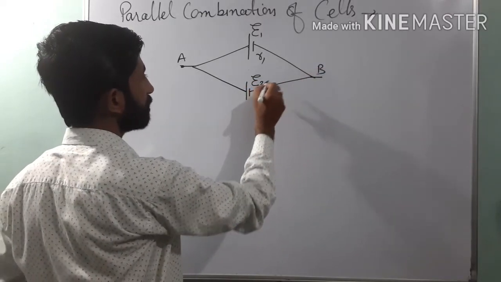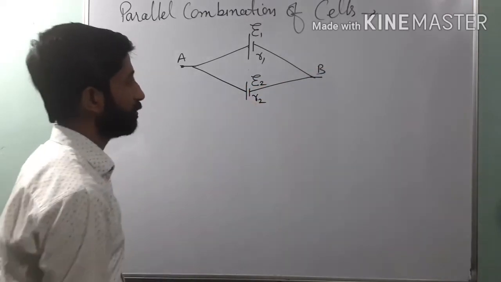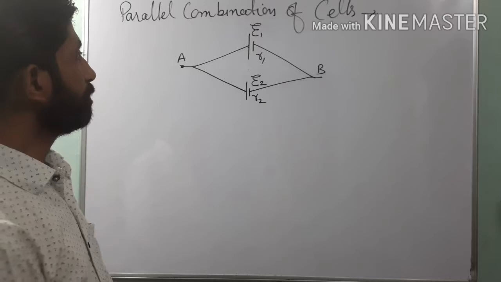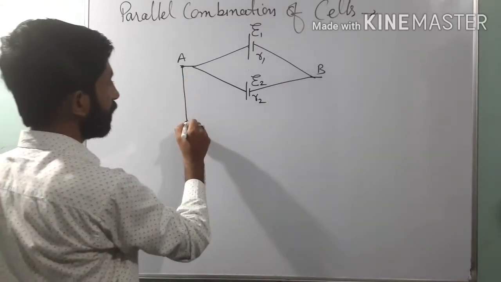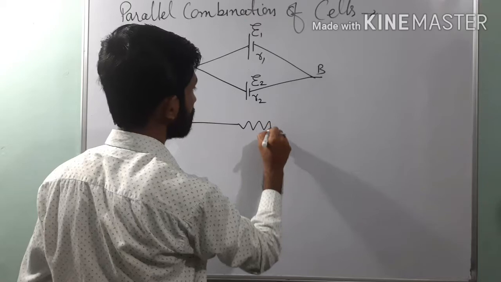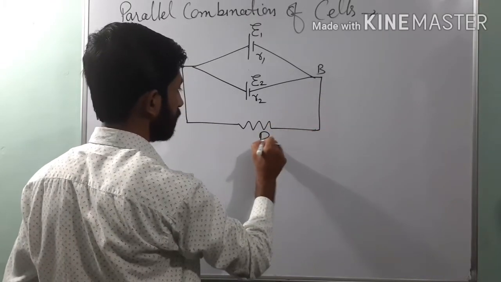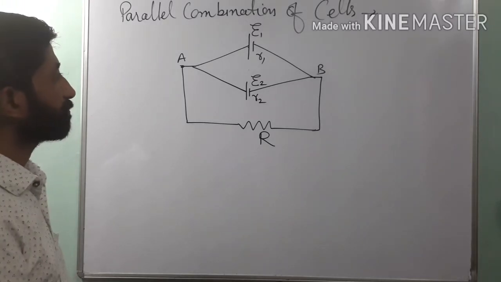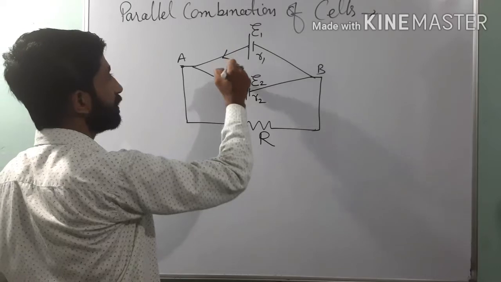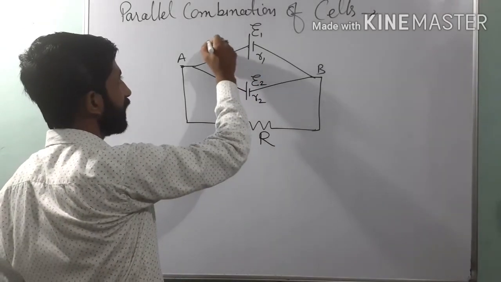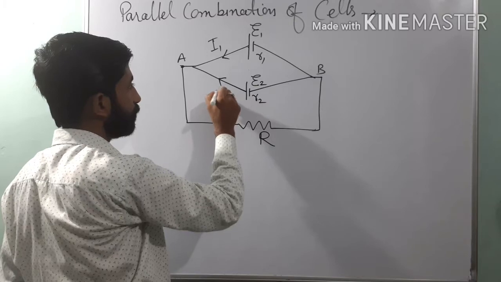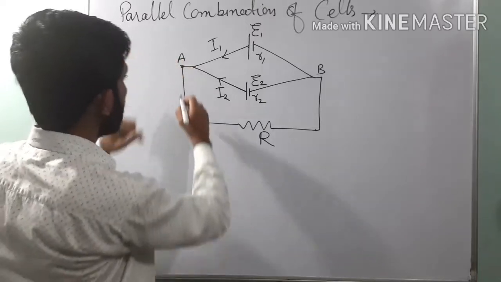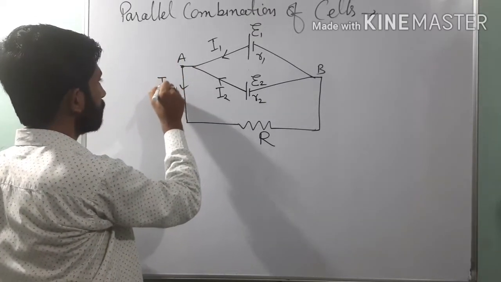And this one has E.M.F E2 and internal resistance R2. So the two cells have simply been connected in parallel. Now we connect one external resistance, capital R, across this cell combination. This cell will send current I1, this one I2, and when they combine at point A, we get a total current called I.